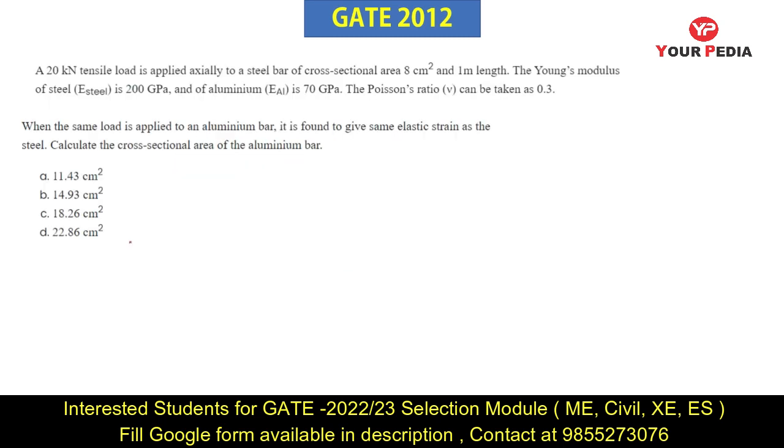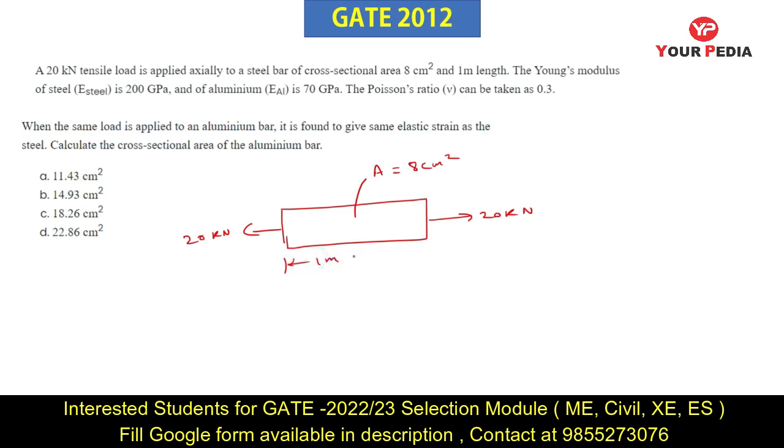Now this question is from strength of materials. A load is applied on an axial steel bar, so a steel bar is there, with a load of 20 kilonewton like this, an area of cross section of 8 centimeter square, and a length of 1 meter.